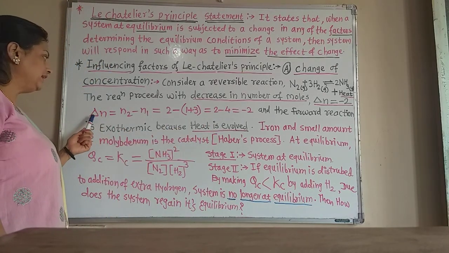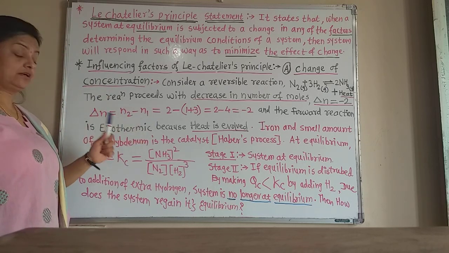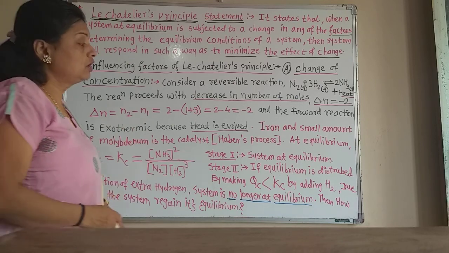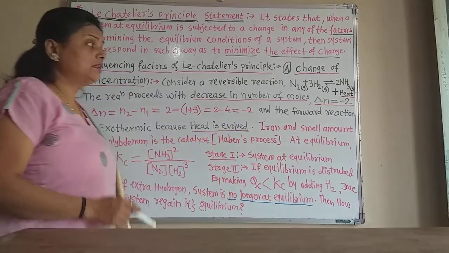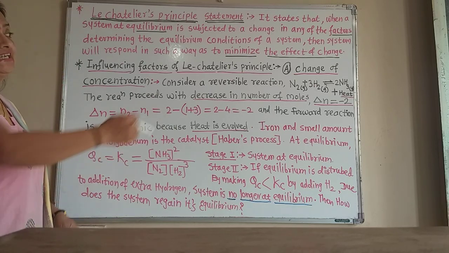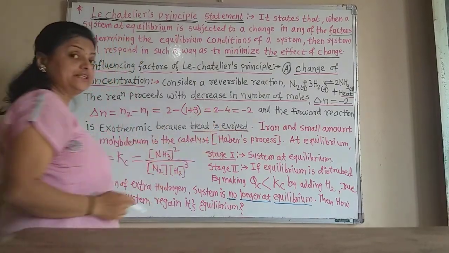We always calculated delta N as number of moles of product minus number of moles of reactant. So again, the forward reaction is exothermic. Why? Because heat is evolved, so the reaction is exothermic.